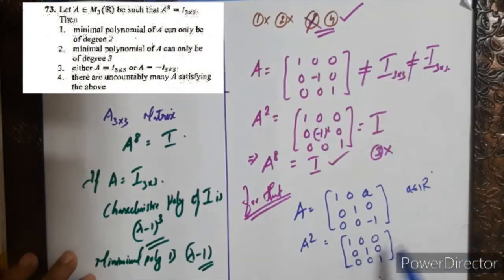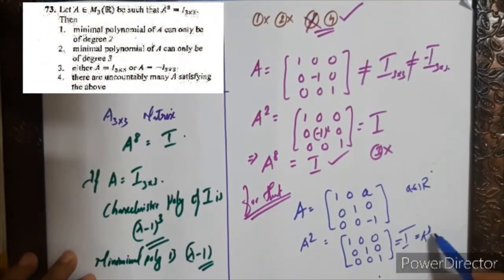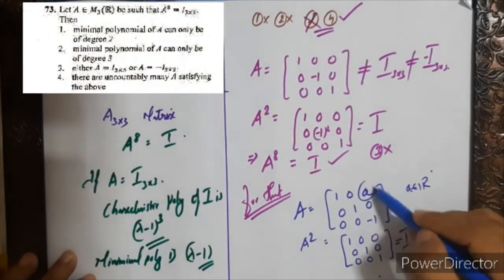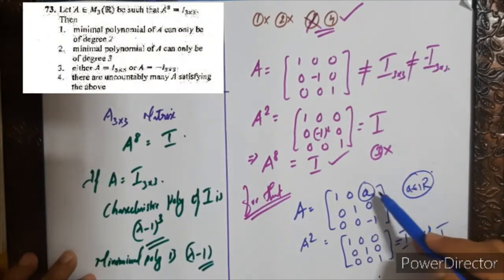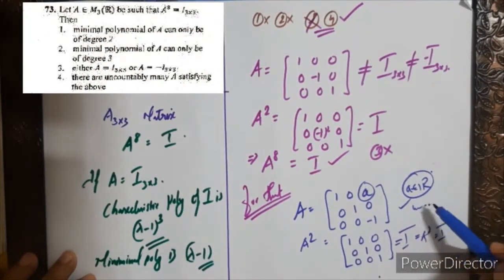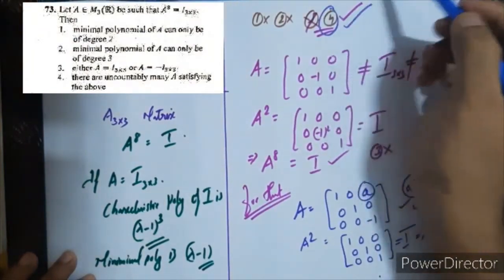So A square is equal to the identity. Therefore, A raised to 8 is equal to the identity. So a is any number, a can be any real number. So this is uncountable. So option 4 is true.